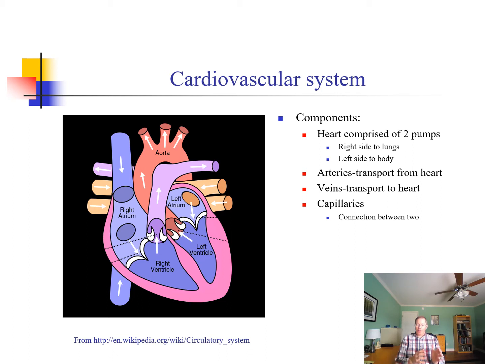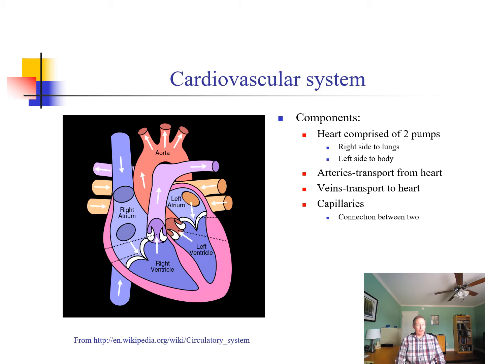So on the right side, the valve between the right atrium and the right ventricle is the tricuspid valve. And then from the right ventricle out the pulmonary artery is the pulmonic valve. On the left side, between the left atrium and the left ventricle is the mitral valve, and between the left ventricle and out the aorta is called the aortic valve. So I have four valves, four chambers.